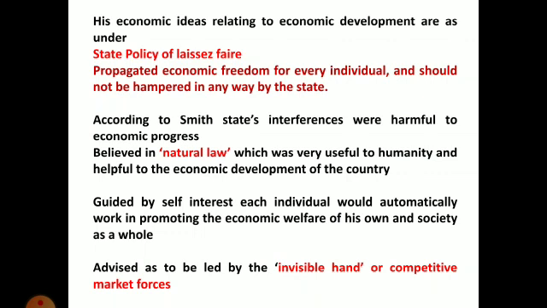Adam Smith thus advised us that there is something called an invisible hand, which would always be guided by self interest, wherein each individual would do his or her best in promoting the economic welfare of his or her own and the society as a whole. So he always supported individual freedom relating to choice of occupation and the utilization of property.